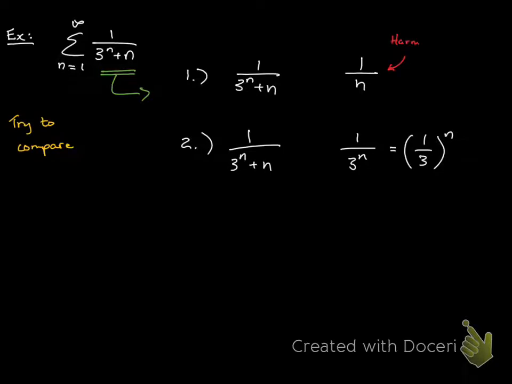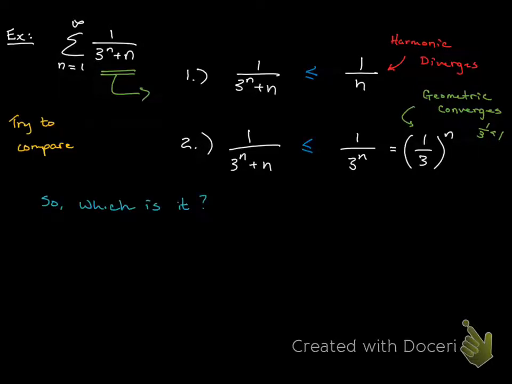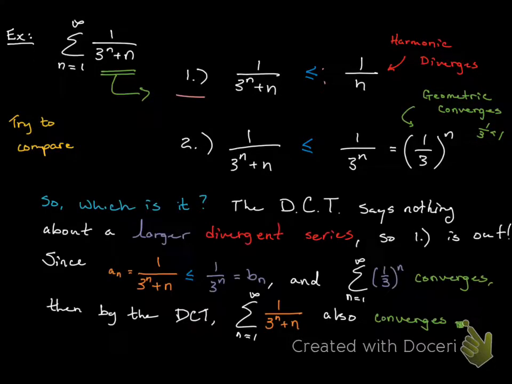Which do we do? This is the harmonic. It diverges. This guy's geometric with a common ratio less than 1. That guy converges. So which is it? What do we do? Well, so I've written in some inequalities here. These are both true. By removing, in number 1 here, the 3 to the n from the denominator, I've made the denominator smaller, right? 1 over n has a smaller denominator than 1 over 3 to the n plus n, which makes the fraction larger.